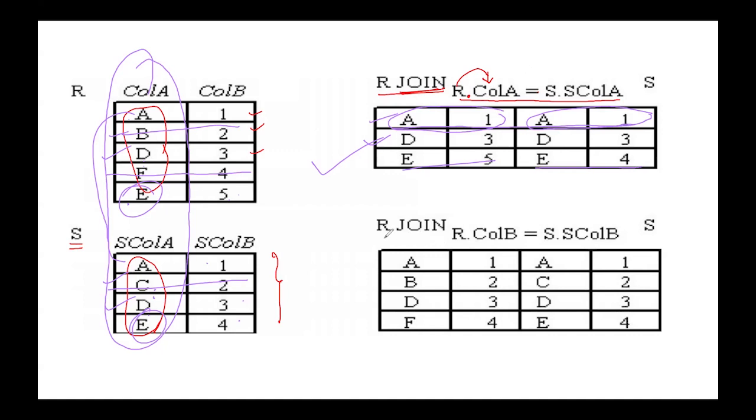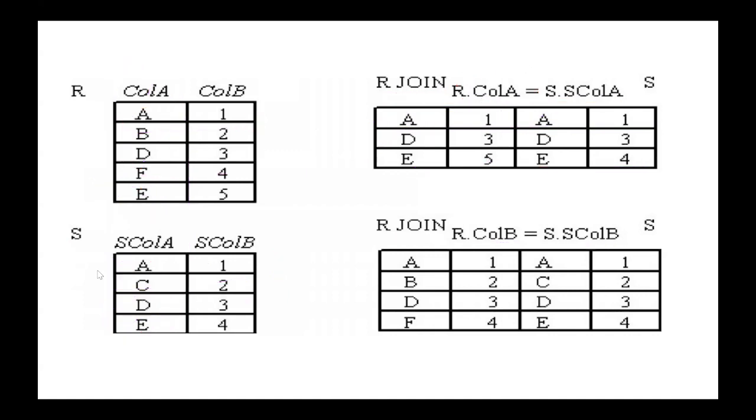Okay, let us see this one. R join S with R column B is equal to S column B. Now, what is the meaning of that? Now we are comparing the B columns, which means the comparison should happen here. The moment I find equal, I will keep those entire tuples. So is there 1 and 1 here? Yes. So I'm going to keep A1 from R and A1 from S. Do I have 2? Yes, I do have 2. So I'm going to keep B2 and C2, which is over here.